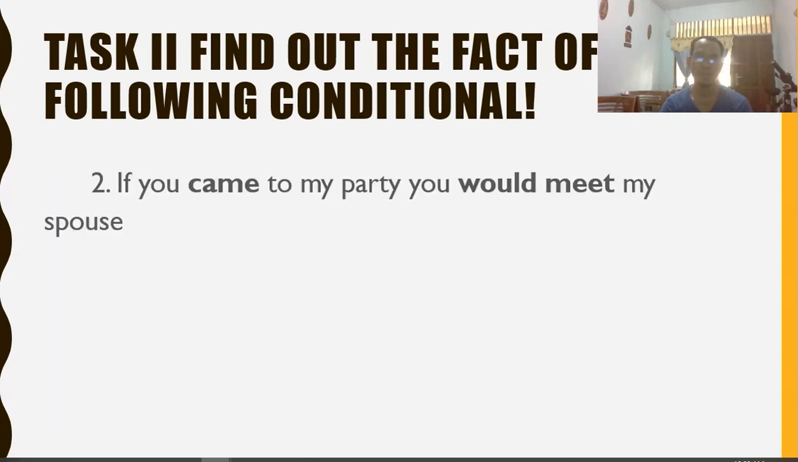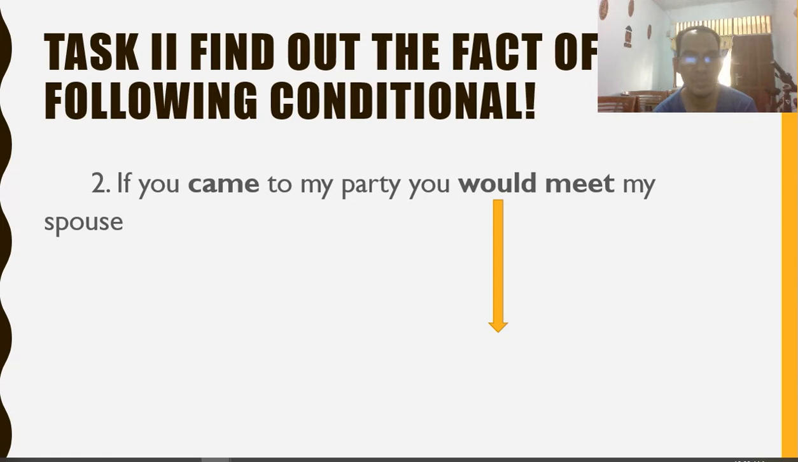Okay, now number 2. If you came to my party, you would meet my spouse. Okay, guys, do you remember what type of conditional is it? Good. This is conditional type 2. Just the same as with number 1. So what is your answer?